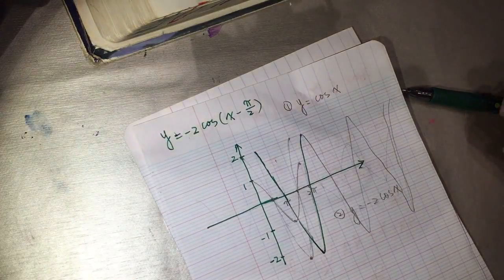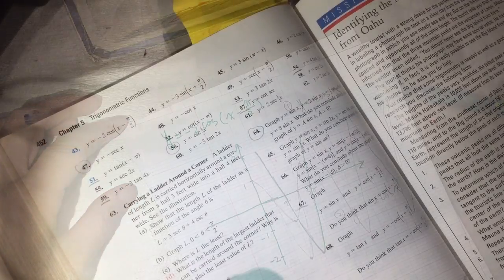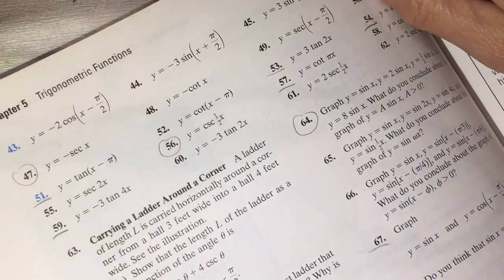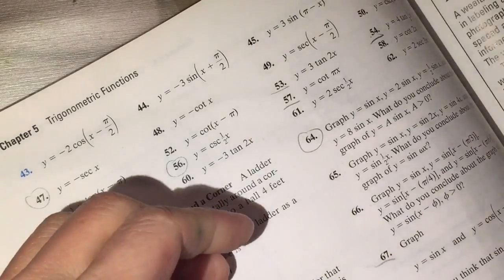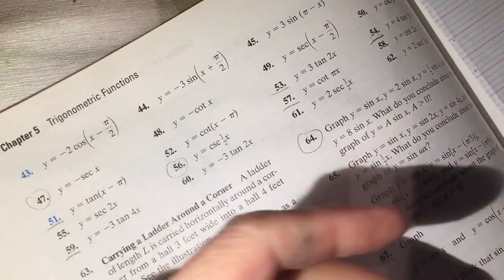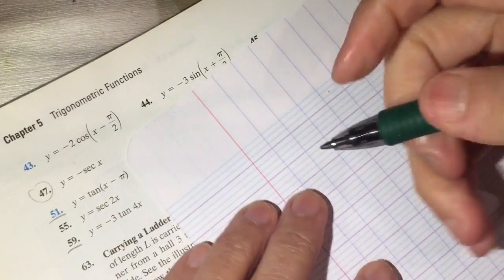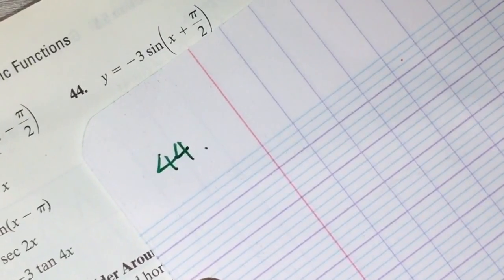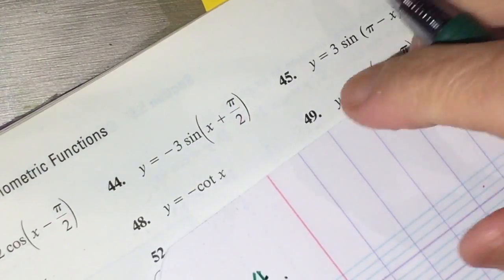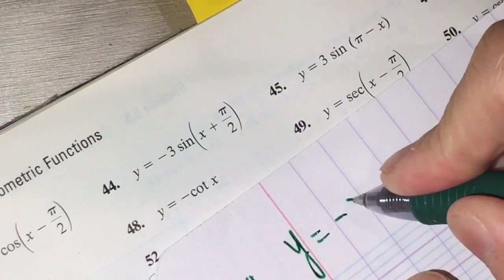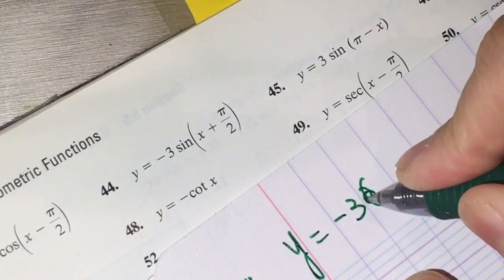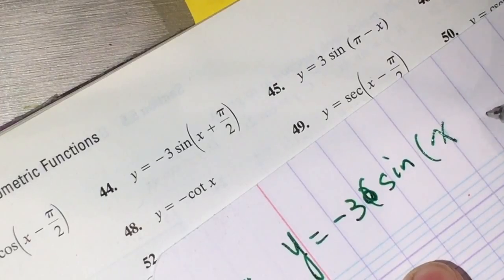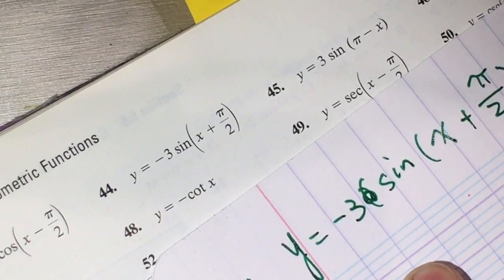Okay, now let's look at another problem, question 44. We start by copying this problem. Can you see it? Increase the size. Okay. y equals negative 3 sine (x plus pi over 2). So negative 3, so we need to increase 3.